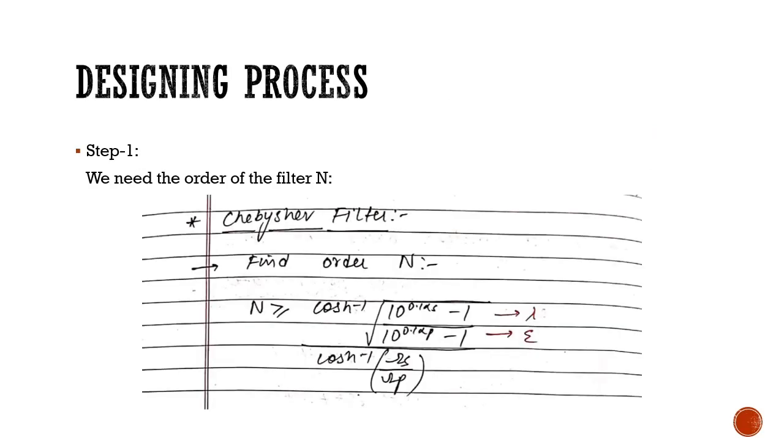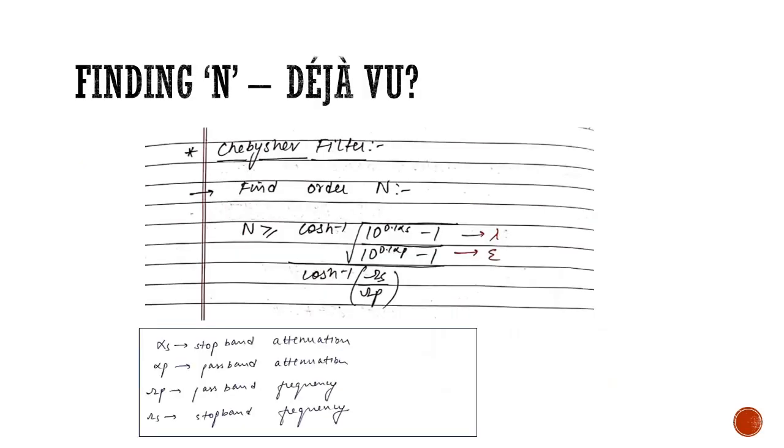Step 1 in the designing process again involves the order of the filter, n. Observe the change in this formula though. This looks pretty similar to that of the Butterworth filter formula, right? But look here. Instead of log, we have cos hyperbolic inverse, and almost everything else is the same. Alpha s, alpha p, omega s, omega p, it all means the same as well. So alpha s is the stop band attenuation, alpha p is the passband attenuation, omega p is the passband frequency, and omega s is the stop band frequency, right?